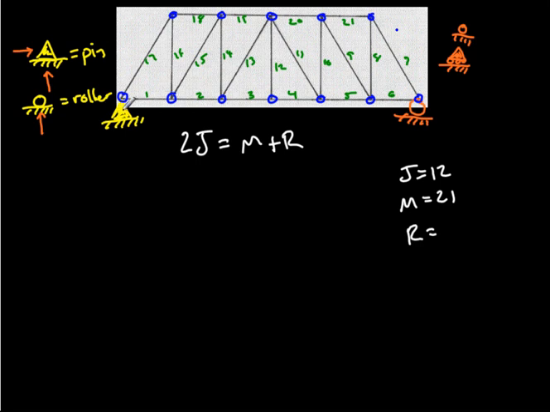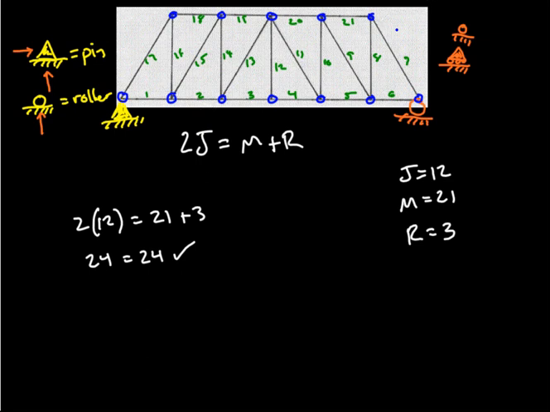So now we need reaction forces. Reaction forces deal with pin and roller. A pin has 2 reaction forces. A roller has 1, so 2 on this side and 1 for the roller, so we get reactions of 3. So let's put in our formula. We have 2 times J, which is 12, equals 21 plus 3. So 2 times 12 is 24, equals, 21 plus 3 is 24. So it checks out. This one is statically determinate. It's good to go, ready to go.